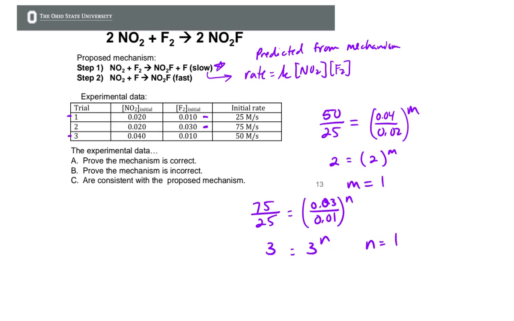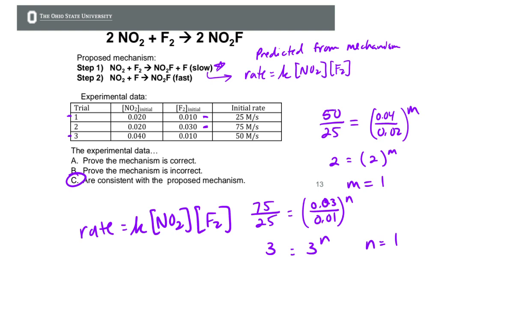So based on our initial rates problem, we get rate equals k times the concentration of NO2 raised to the order of 1 times the concentration of F2 raised to the order of 1. And so what we see from our predicted mechanism based on the slow step, we get the same rate law as what we get from experimental data. So these experimental data then are consistent with the proposed mechanism.